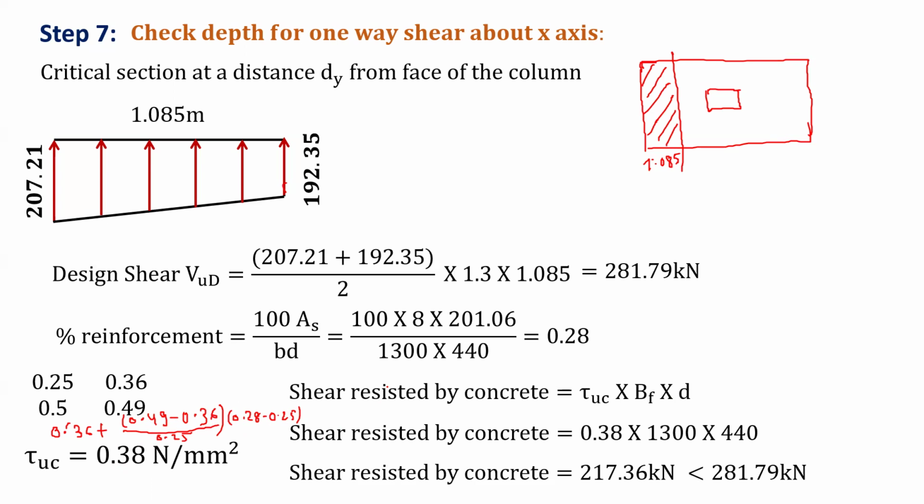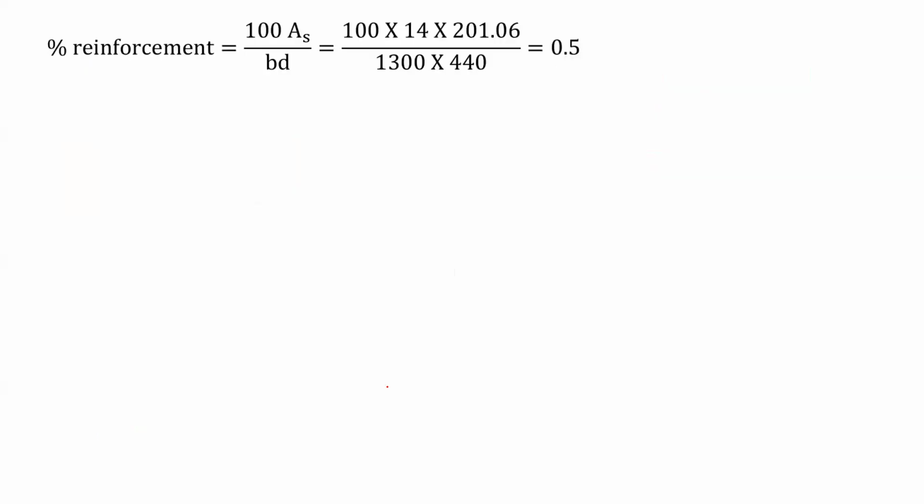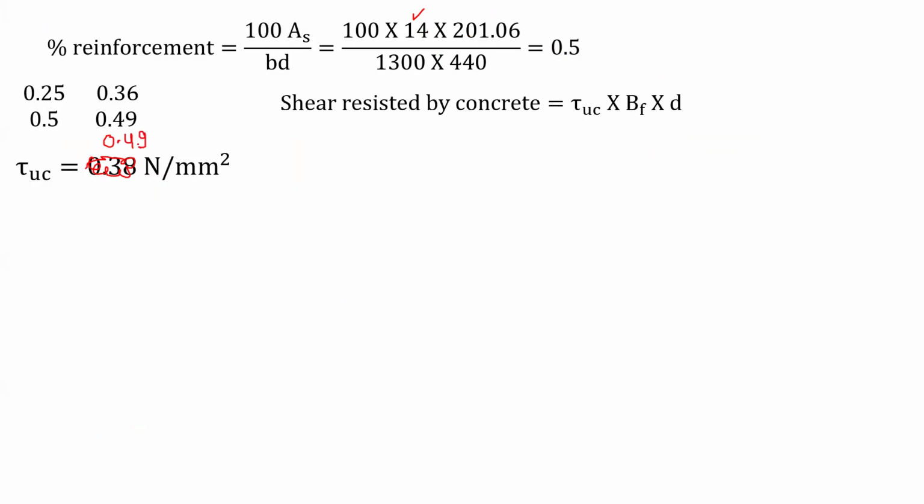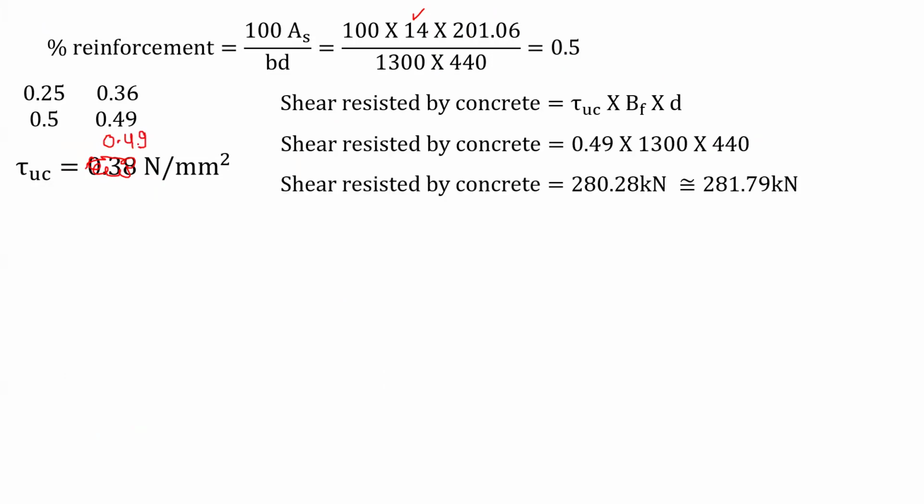And then we have this value, that is 217, less than this one. Now do not increase depth, increase reinforcement. I have increased reinforcement to 14 bars from 8 bars. Then we will get percentage reinforcement around 0.49 something, so 0.5 I have taken. And tau UC for this we will get as 0.49, so directly for 0.5 we have this value 0.49 Newton per mm square. If we put it, we will have 280.28 kilonewton, so it is approximately 281.79 kilonewton.